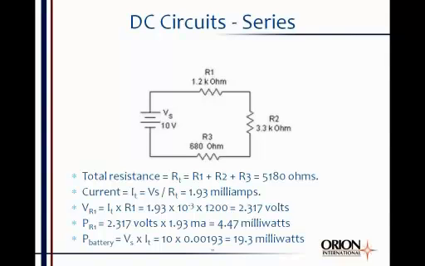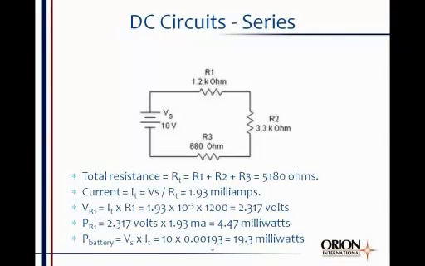Now, we can find out how much of that 10 volts is dropped across R1 by using that same Ohm's law relationship. The voltage across R1 is equal to the current that flows through R1, which is I sub t, the same current that flows through all of the elements, times R1. So 1.93 milliamps times 1.2 K ohms tells us the voltage drop across R1 is 2.317 volts. So if I took a voltmeter and placed it across R1, I would read 2.317 volts. Of the 10 volts, 2.317 drops across R1. The rest of it has to drop across R2 and R3, of course.